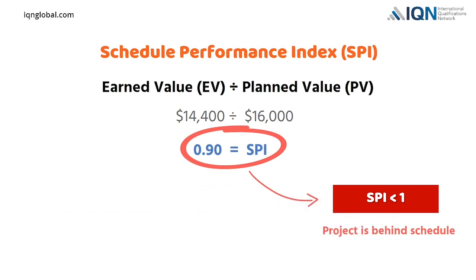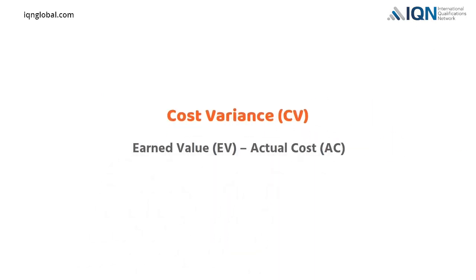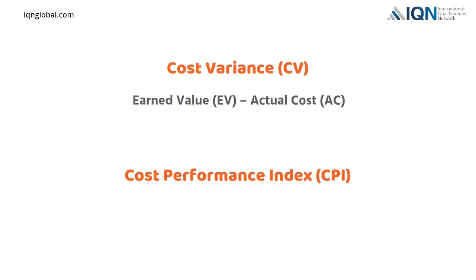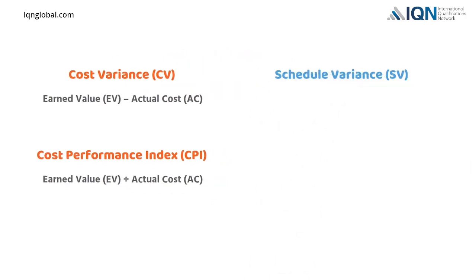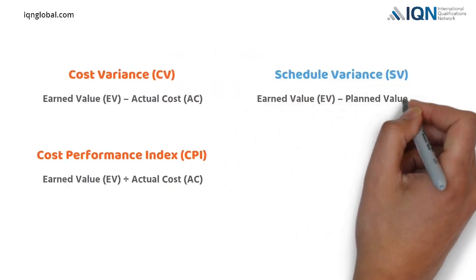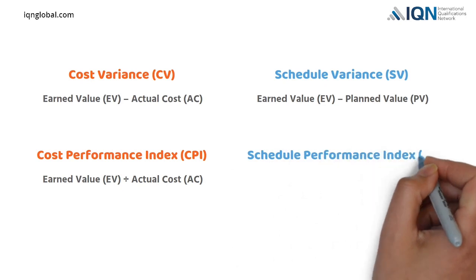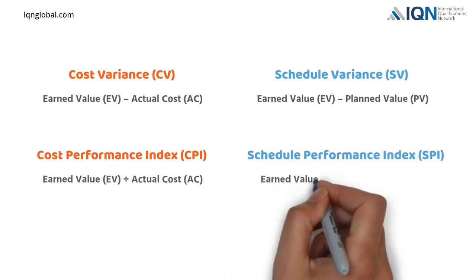Now let's recap 4 concepts. CV is the difference between EV and AC. CPI is the ratio between EV and AC. SV is the difference between EV and PV. And SPI is the ratio between EV and PV.